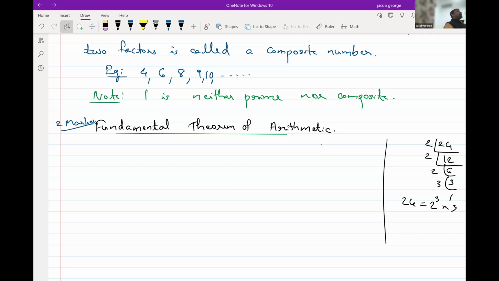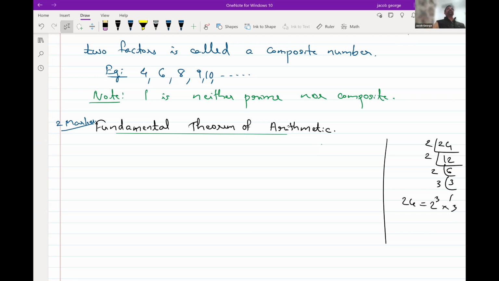And this is called the fundamental theorem of arithmetic, which means every composite number can be expressed as the product of prime factors or prime numbers. Are you getting? Every composite number can be expressed as a product of prime factors. That prime factors order we can change, like 2 cube into 3, we can write 3 into 2 cube. It is not a problem. So that is also written as the part of that one.